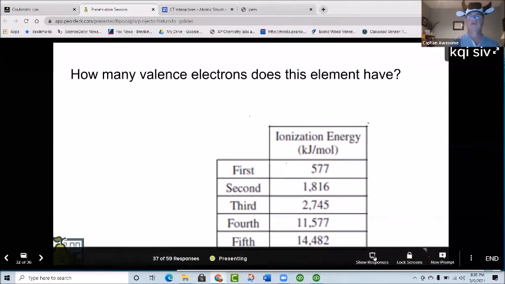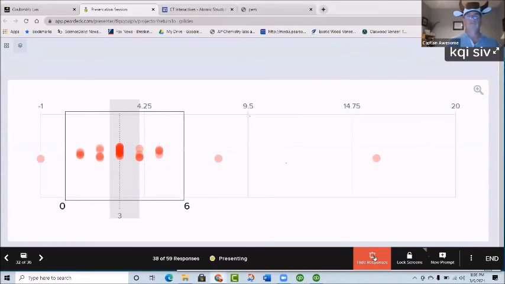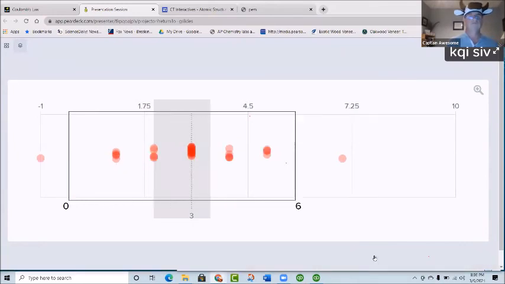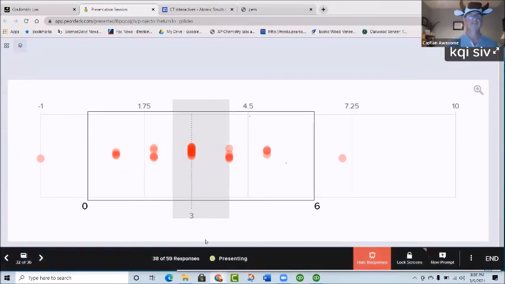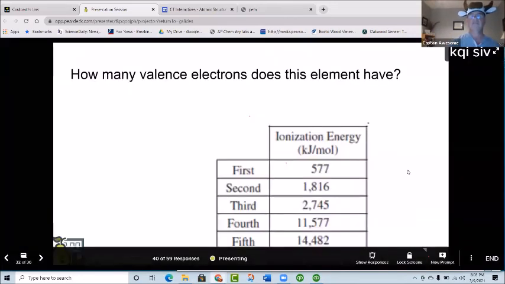All right, so let's see what y'all are putting. Okay, somebody put 15, can't beat that. All right, so I got a bunch of 3s, a couple 1s and 2s. So let me show y'all how to read this data so that you have an understanding.